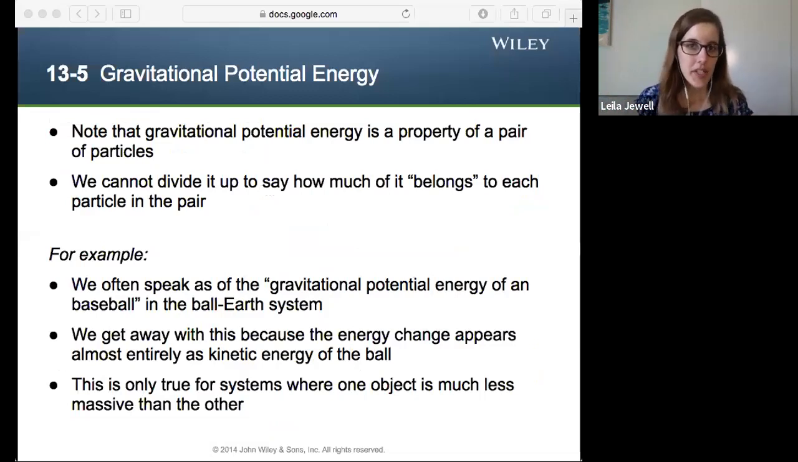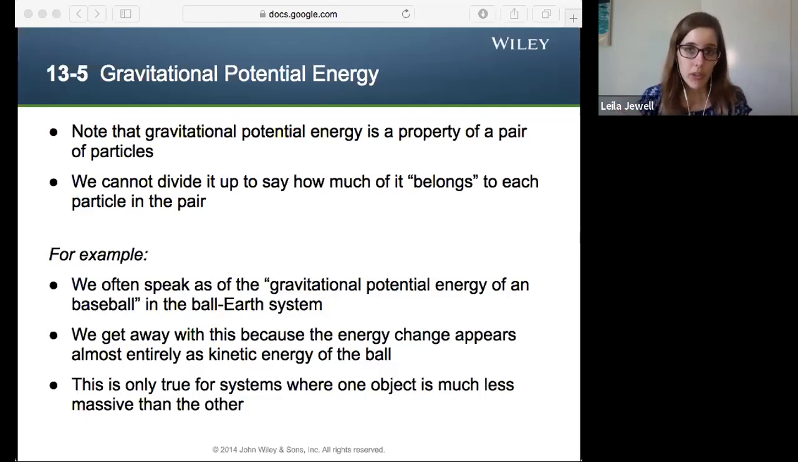And this is a little bit different than how we've treated it previously, right? We've often talked about the gravitational potential energy of a baseball, but that's within the ball-earth system. So that's why we're able to focus on just the ball itself and not the earth. And the reason we can get away with that is because almost all of the energy change is in how the ball moves, right? As the ball loses potential energy, it gains kinetic energy, and the earth stays about the same.